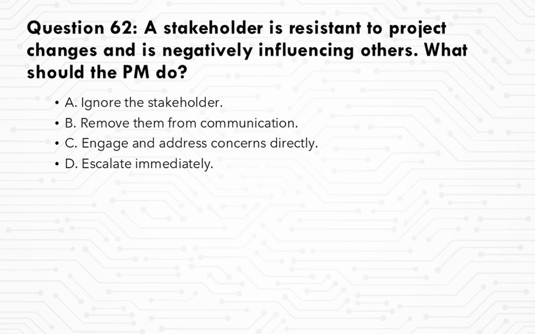Question 62. A stakeholder is resistant to project changes and is negatively influencing others. What should the PM do? A. Ignore the stakeholder. B. Remove them from communication. C. Engage and address concerns directly. D. Escalate immediately. Answer: C. Stakeholder engagement is key. Don't avoid conflict.